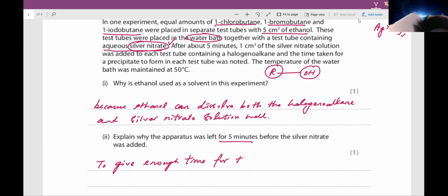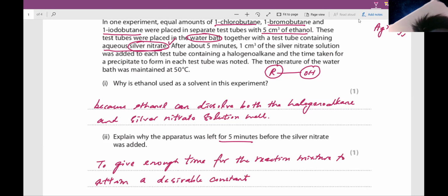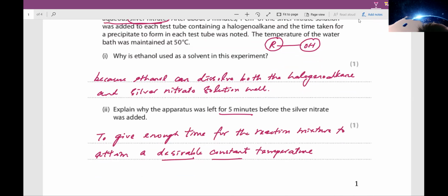So I will say to give enough time for the reaction mixture to attain a desirable constant temperature. Okay? Desirable, the temperature you want, and constant, okay? Do you understand what I'm saying? So that's why, because you need time for the heat to transfer from the water bath to the reaction mixture, okay? It takes some time.